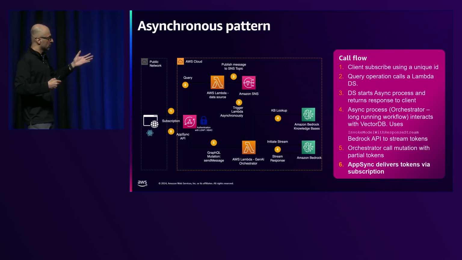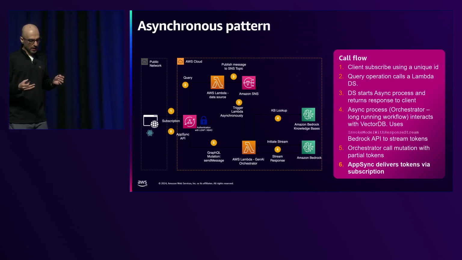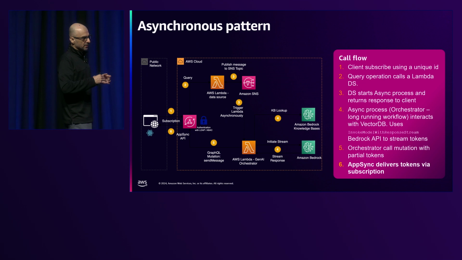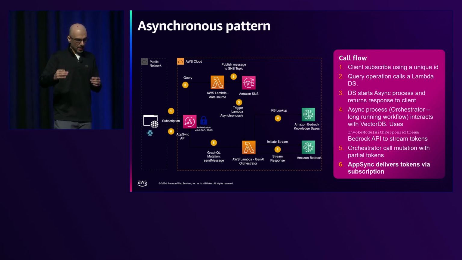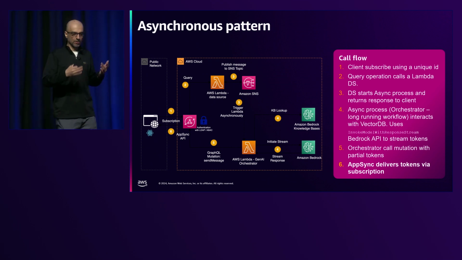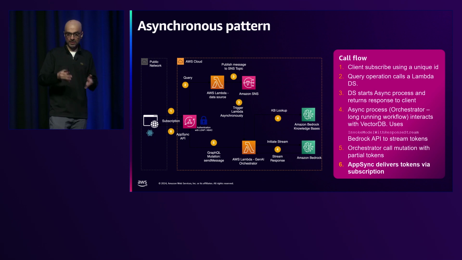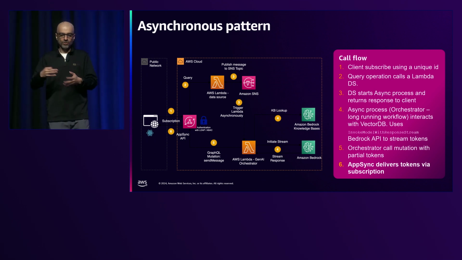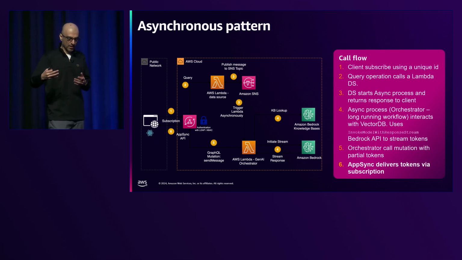The backend workflow is completely asynchronous, and it will go and run either your typical RAG, which is retrieval augmented generation workflow, or you can run agentic workflows. In the Amazon Connect case, in the second part of the presentation, we will see how that agentic workflow can be used with AppSync.